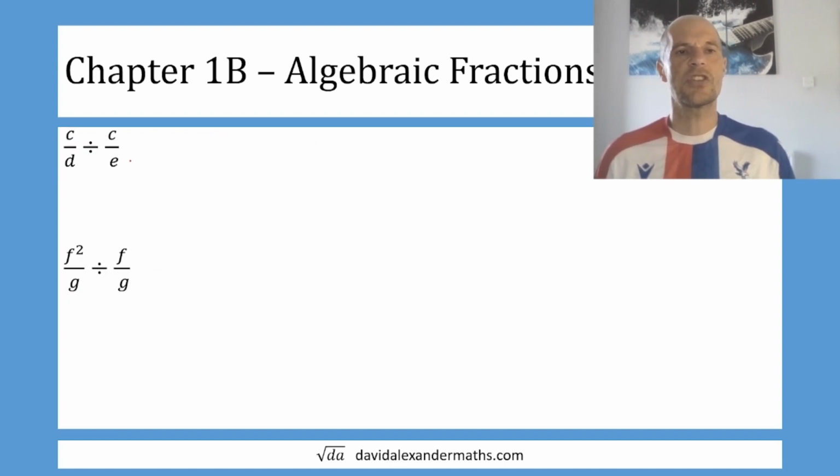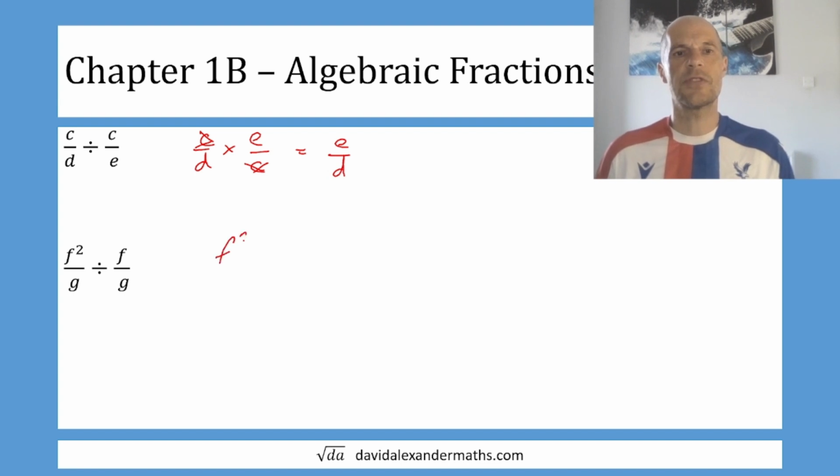Okay, so with division, we just need to remember that we turn it into multiplication and flip the fraction. Hopefully we don't need to start thinking about KFC at A level anymore. And again, simplify if possible. So C on the top, C on the bottom will cancel, leaving E over D.